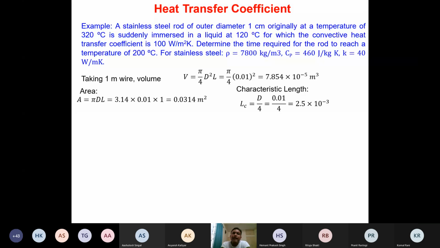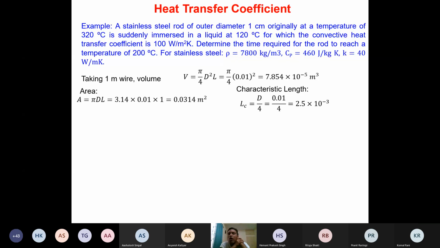So we can take the length of the wire as 1 meter. Volume can be obtained as pi by 4 d square L, so that becomes pi by 4 times 0.01 square, which is 7.854 into 10 raised to the power minus 5 meter cube. The area is pi d L, so that is 3.14 into 0.01 into 1, which becomes 0.0314 meter square. In this case we have to find out the characteristic length.